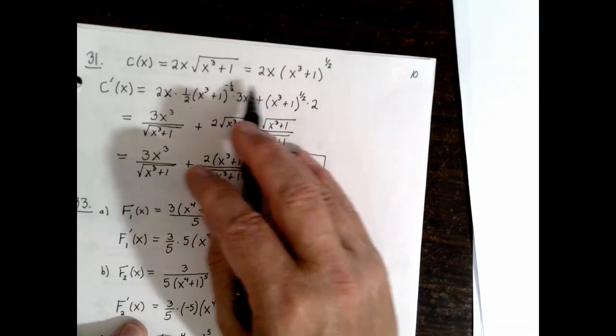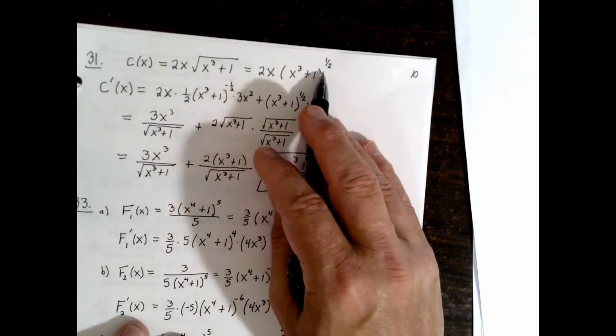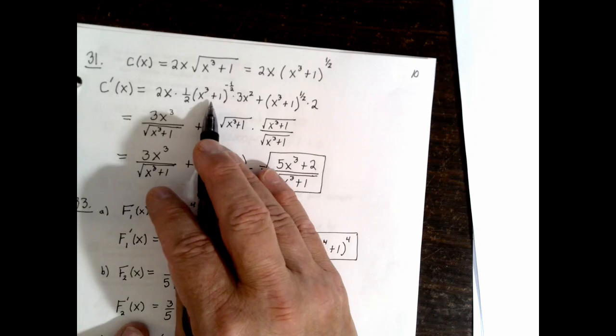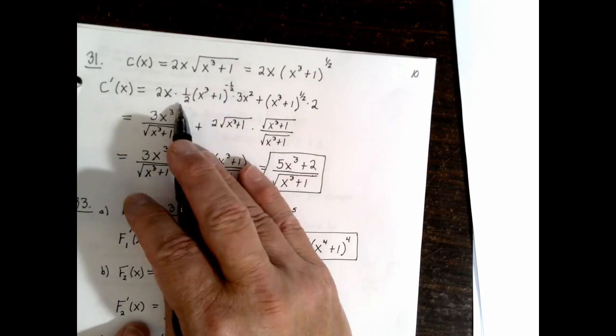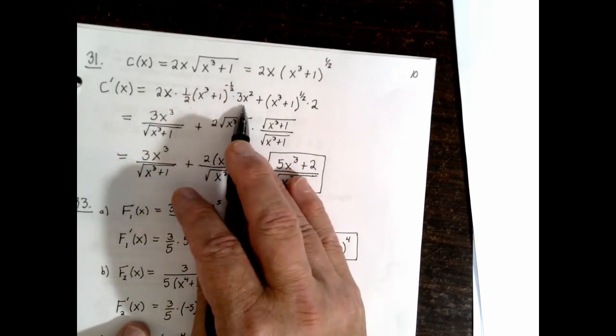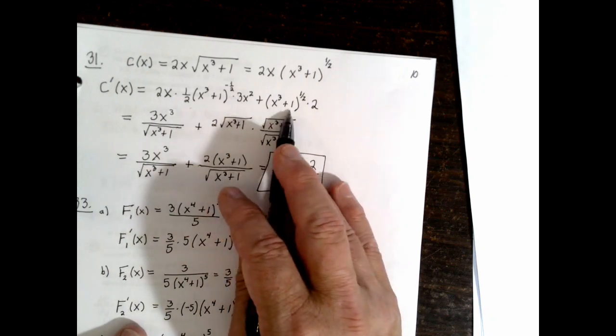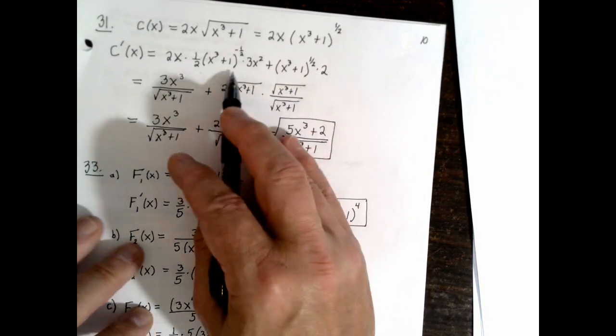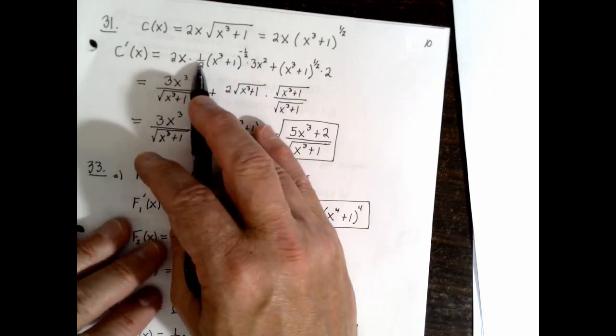This one, you can write that as 2x times this guy to the 1/2. So you've got the first guy times the derivative of the second, which is going to be the chain rule: 1/2 times that to the minus 1/2 times the derivative of what's inside, plus the second guy times the derivative of the first. All right. So now when you clean this guy up, your 2 and your 1/2 cancel to a 1.